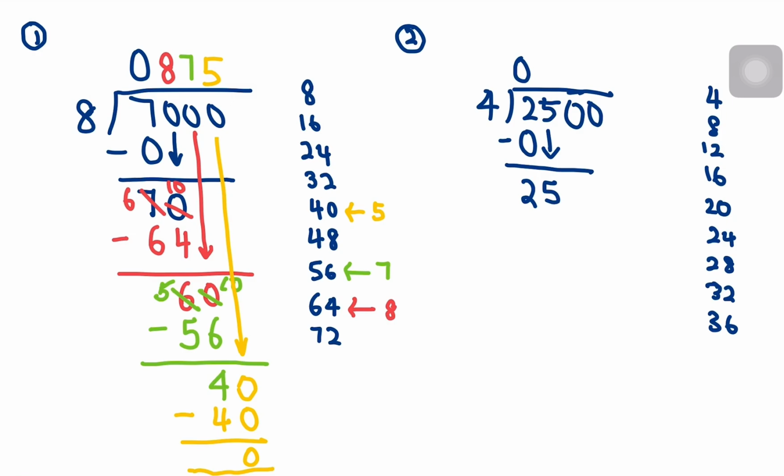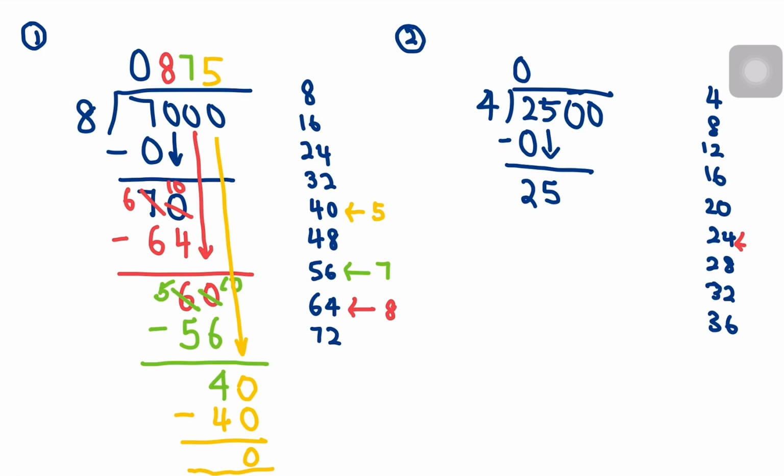How many groups of 4 can I find in 25? Can I find the number 25? Then what's the closest number? Is it 24 or 28? 24. 25 can only minus 24, right? So I will draw my arrow at 24.